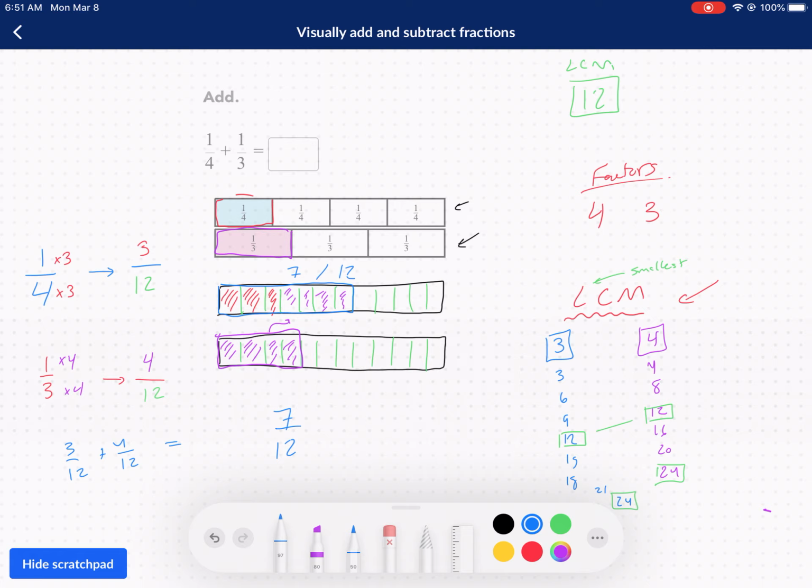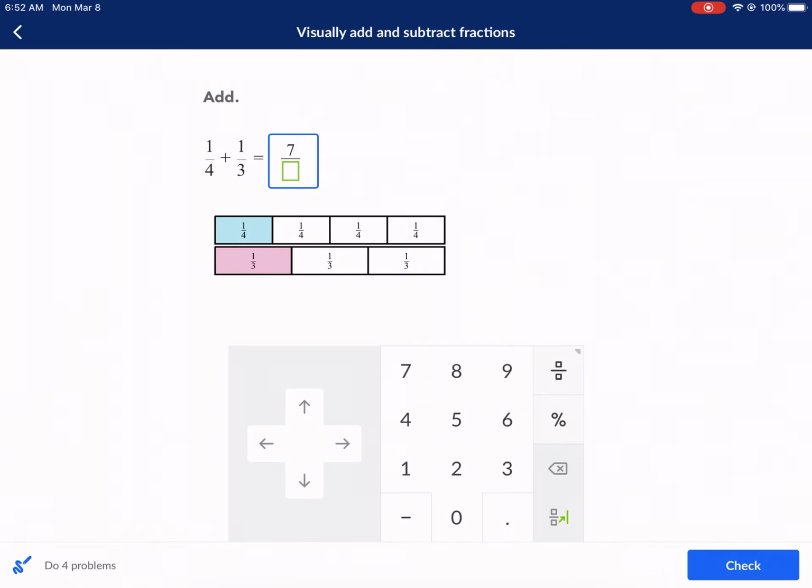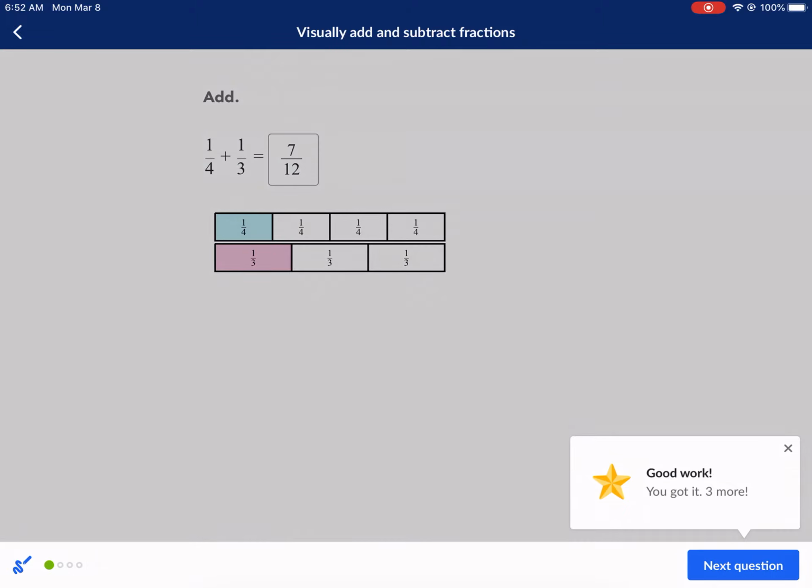You keep the denominator the same, 12, and you add the top. 3 plus 4 equals 7. So 7 over 12 is my answer to this. 7 over 12. Okay, next question.